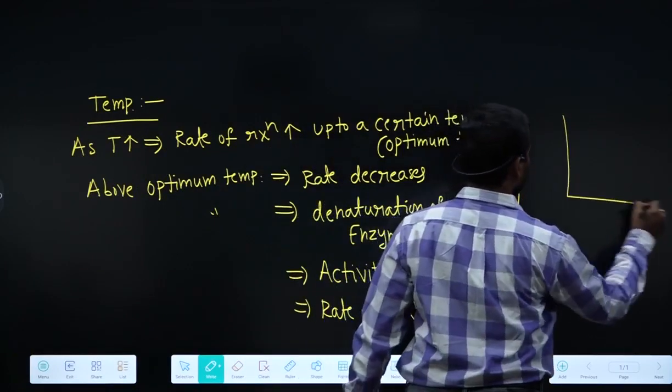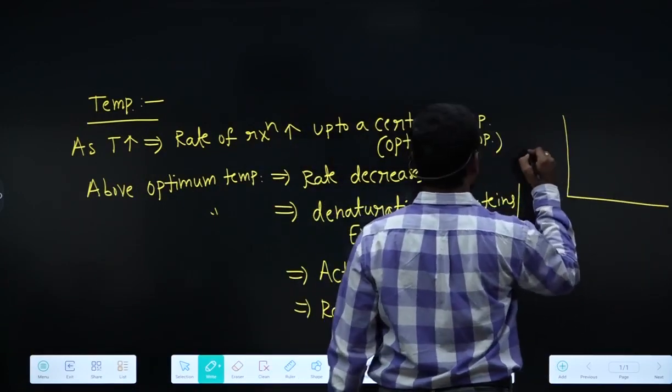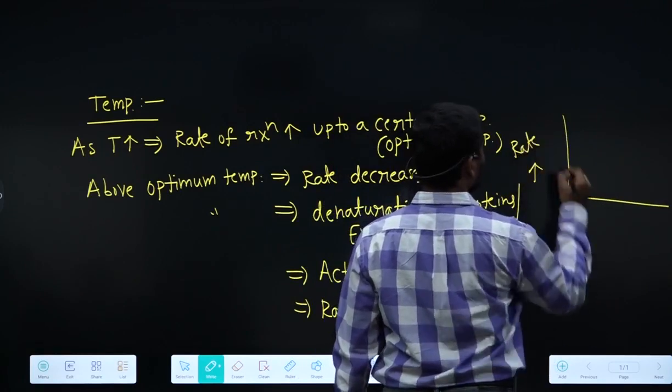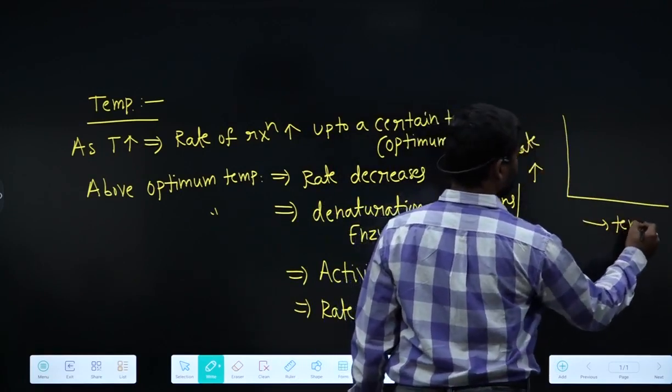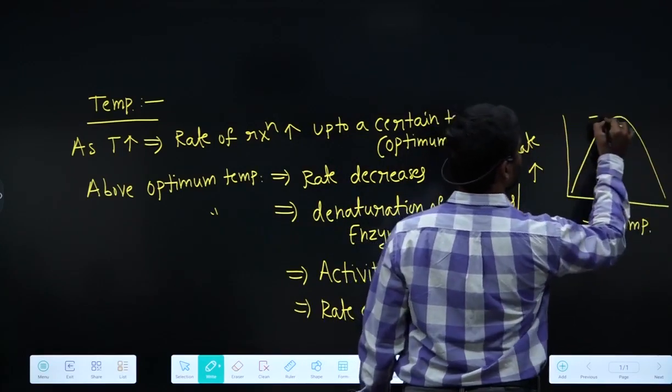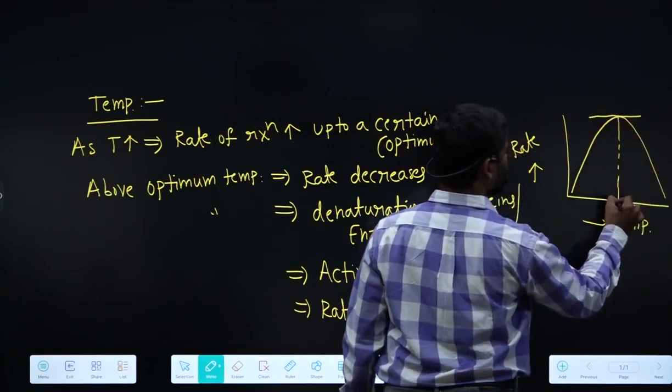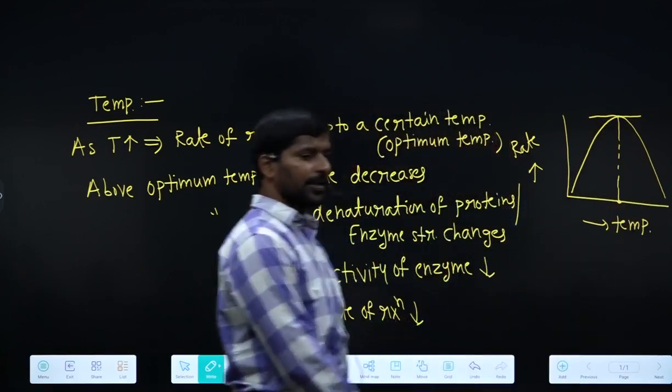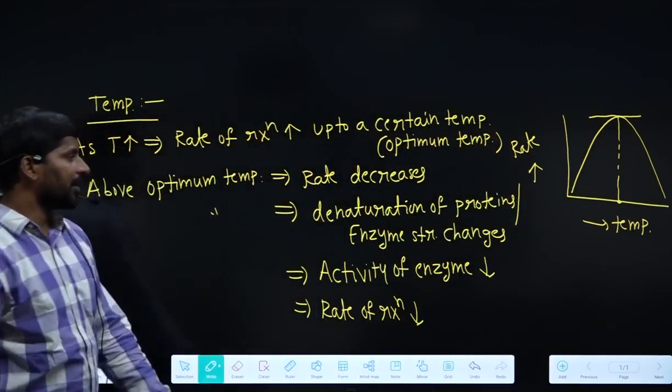So if you plot a graph between rate versus temperature, up to a certain temperature only it increases, that is called optimum temperature. After that again rate decreases.